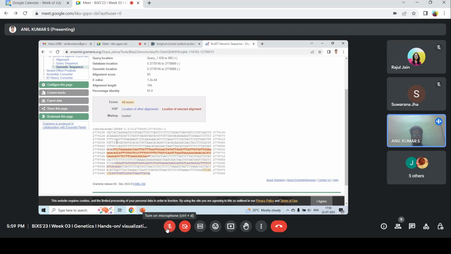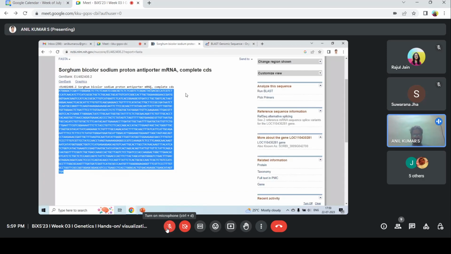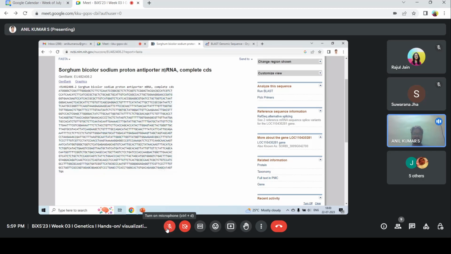So now I will take this particular sequence and get my CDS, because in the previous class I told you that from DNA we get RNA, from RNA we get the protein, and of all forms of RNA, only mRNA is able to produce protein. It can code for protein, and the rest of the RNAs do not code for any protein. And this mRNA is nothing but your CDS. See here, the name itself is Sorghum bicolor sodium proton antiporter mRNA, and it is a complete CDS, meaning a complete coding sequence.